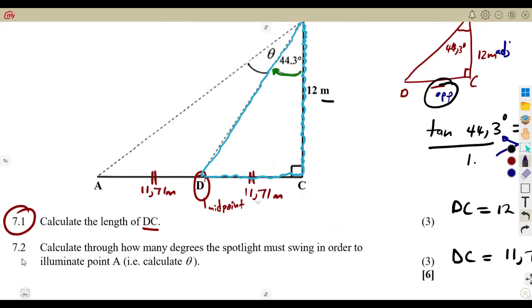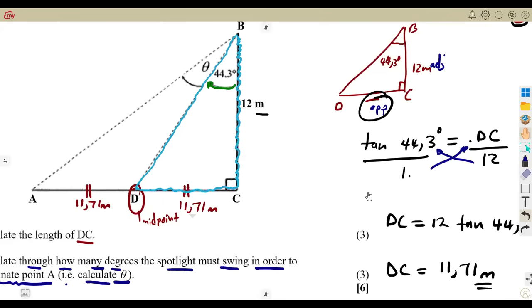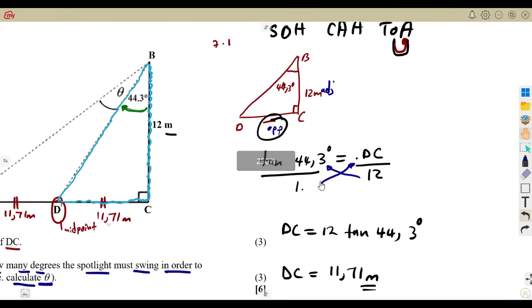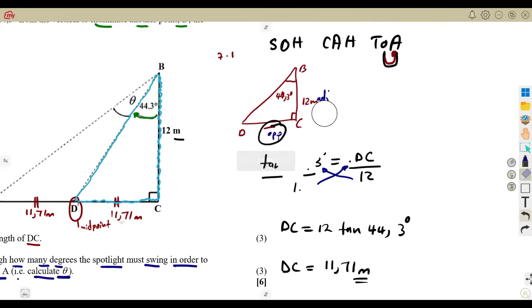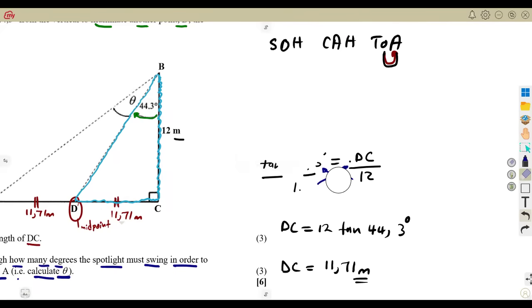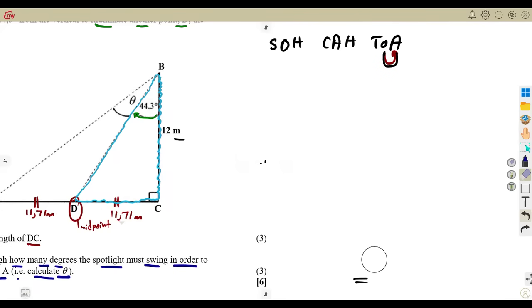Then they want you to determine, in 7.2, calculate through how many degrees, that is the angle to be calculated there, the spotlight must swing in order to illuminate point A. That is, calculate theta. The question is simply saying, calculate the value of theta.